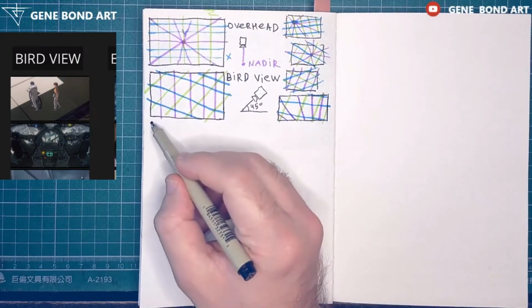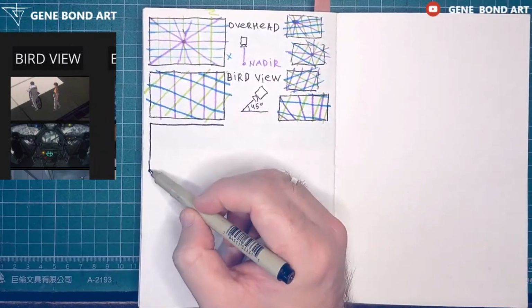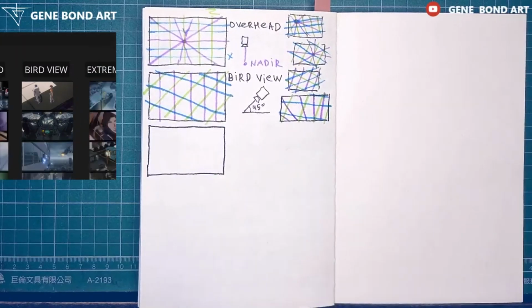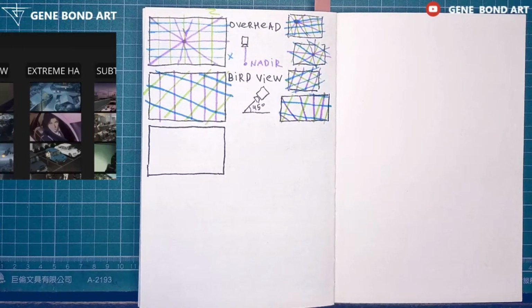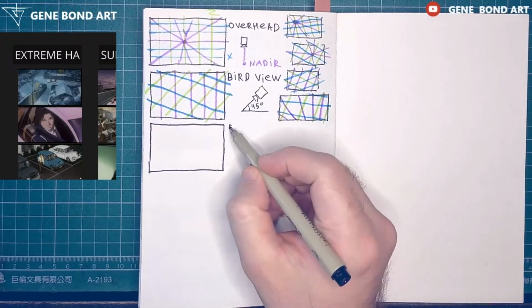Then the third type of down shot is a more narrow type of bird view. It's called extreme high angle, or I call it a security camera.